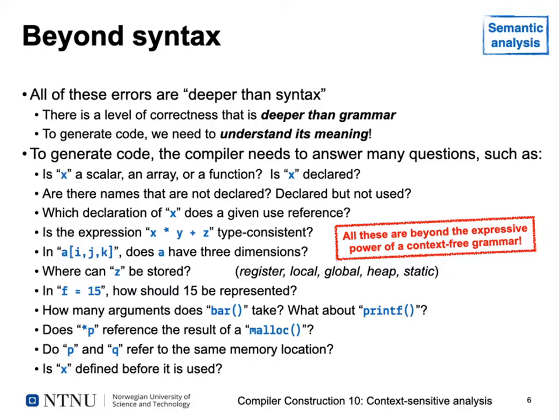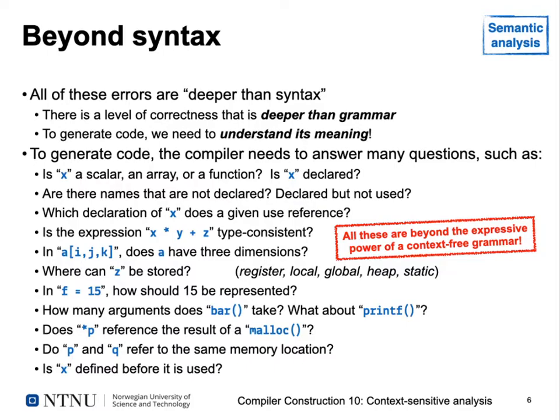So to generate code, the compiler needs to answer quite a large number of questions. Questions like, if we have a name x here, is this name x actually indicating that the related variable is a scalar value or an array or a function? And is this x actually declared at all? Are there any names that are not declared or names that are declared but not used? That might not be a big problem, but it usually is an indication that the programmer forgot something. So that's why your compiler warns about this. If we have a reference to a name x, which of the declarations of x is the correct one to use in the given line, in the given context?